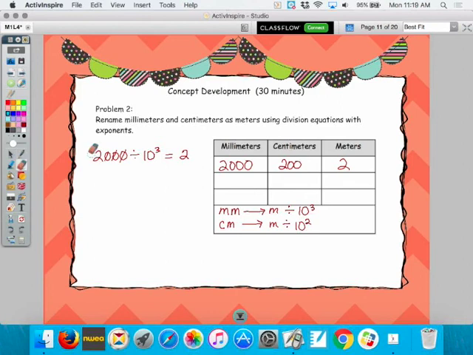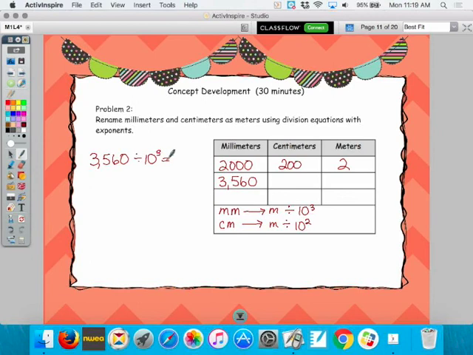Now the reason I didn't want you to write this problem is because I want you to make room for the next problem I'm going to give you. Okay? So now I want you to try this. You're going to take 3,560 millimeters and tell me how many meters that is. Now you write the problem. And if I'm going from millimeters to meters, what do I do? Divide by 10 to the third power.